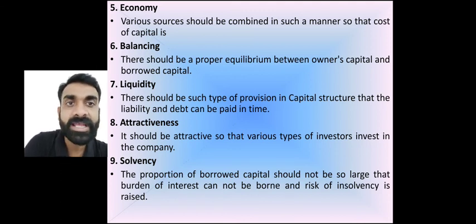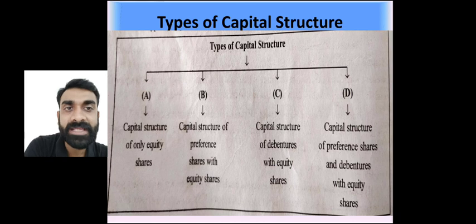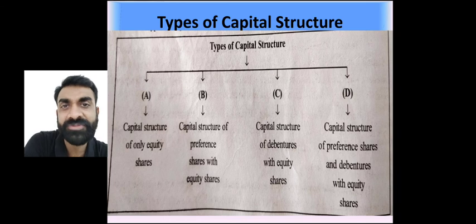Okay, then next, types of capital structure. Many times a 1 mark question or MCQ is asked: how many types of capital structure are there? Mainly 4. First, capital structure of only equity shares. Only equity shares, they are the true owners of the company. Second, preference shares with equity shares.